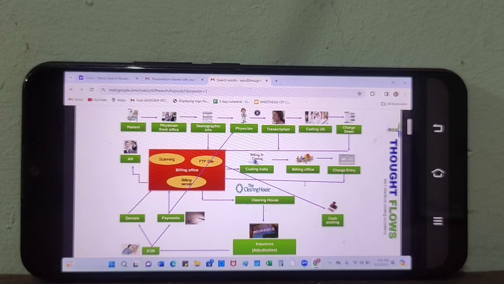So that is the process of revenue cycle management. Did you understand? Any doubt? Any question?